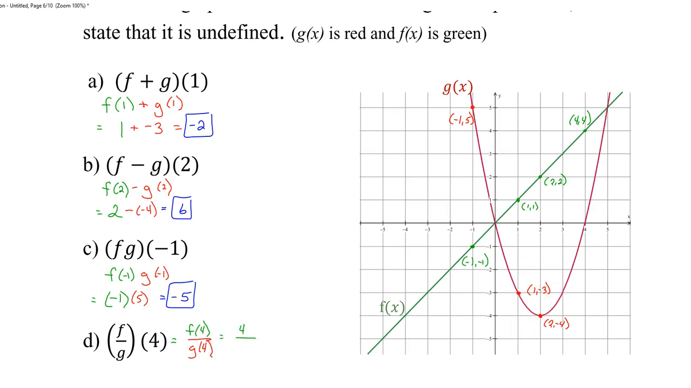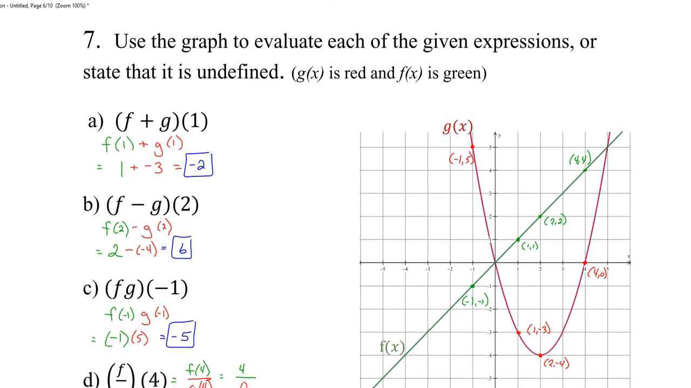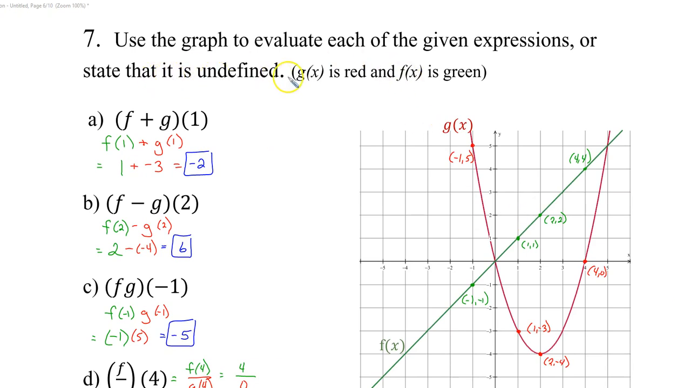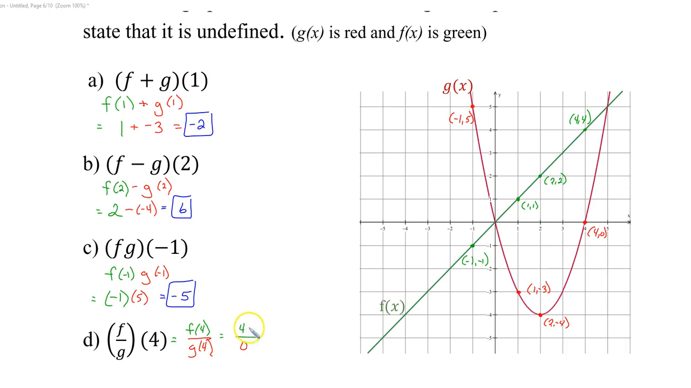So now let's find the g of 4. So here is 4 on my x-axis. Here is my point. That ordered pair is 4, 0. So g of 4 actually has a value of 0. Now we have a small problem, and you might be realizing that the directions said to state that it is undefined. Remember, division by 0 is undefined, so since I have 4 divided by 0, we say that we cannot find this, or we call it simply undefined.